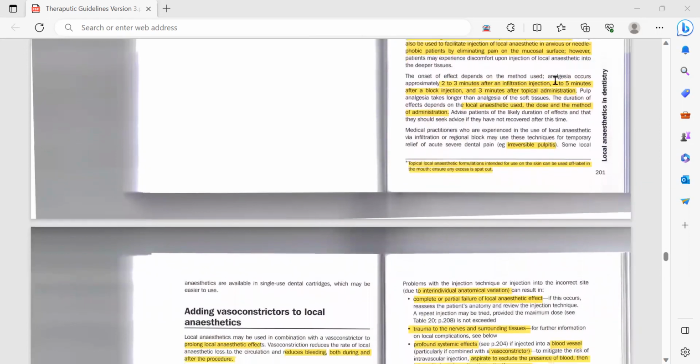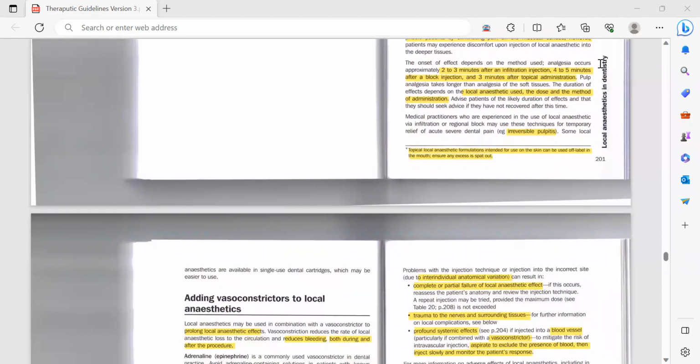If you give the analgesia by infiltration, it would take around 2 to 3 minutes to kick in. For the block, it is 4 to 5 minutes. And for the topical also, it is 3 minutes. The duration of effects would depend on which LA you are using.